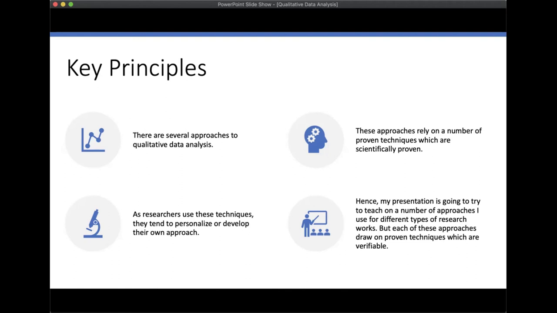Hence, in my presentation, I'm going to teach a number of approaches I use for the different types of research work I have engaged in. But each of these approaches draws on proven techniques which are verifiable. You'll realize that some of the things I'll be talking about draw on a multiplicity of techniques coming from different authors. Even after taking you through this process, when you go and pick somebody's paper to read, you start seeing certain techniques that they have applied, even though they call the approach by a particular name.